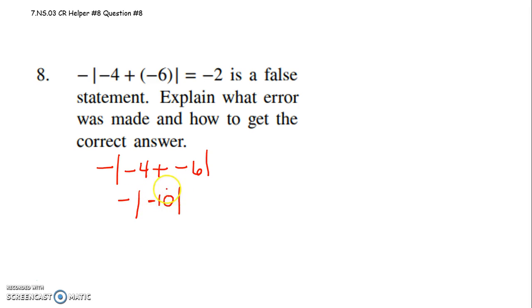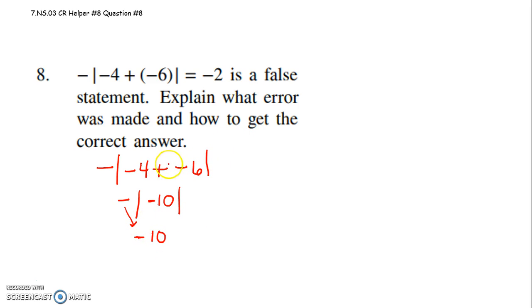And then here, what's the absolute value of -10? What's the distance away from 0 for -10? It's 10 units. So the absolute value of -10 is 10, but then you just have to drag down that negative that's still trailing outside the absolute value. So the correct answer would be -10.